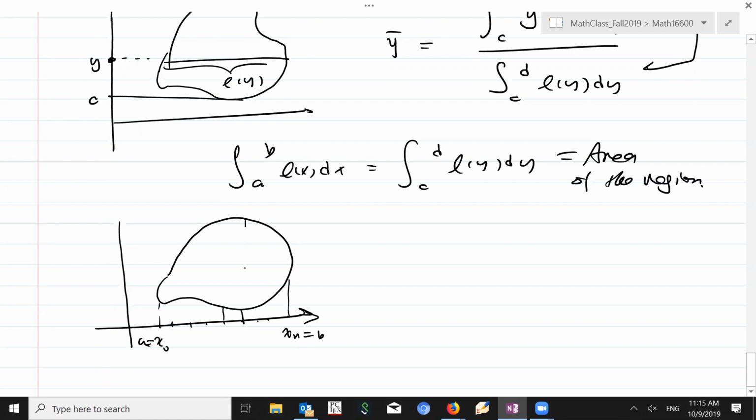Then I look at this piece. My point is I want to find the center of that piece, the estimate of the center of this piece. Assume that piece shrinks to one point at its center, then project it to y_i. Then you look on the y-axis, it's here.